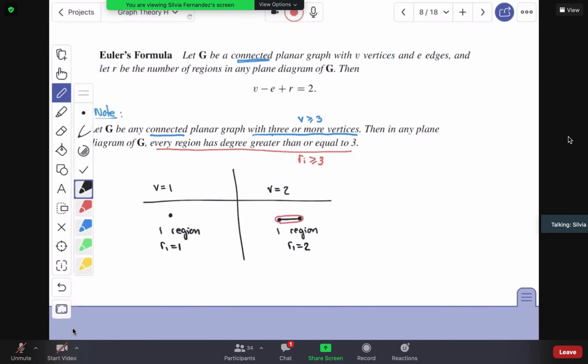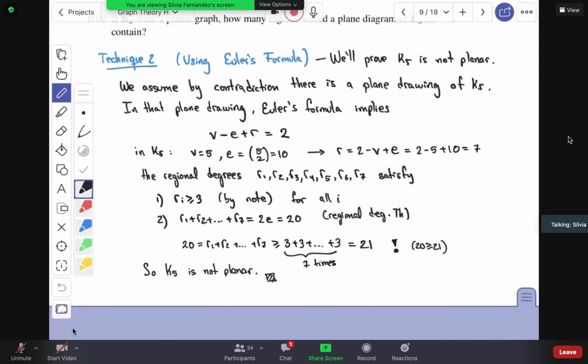As long as you have at least 3 vertices, you're going to start having regional degrees that are 3 or more, all of them. And that's why we can deal with these larger graphs. Okay. Any questions so far?